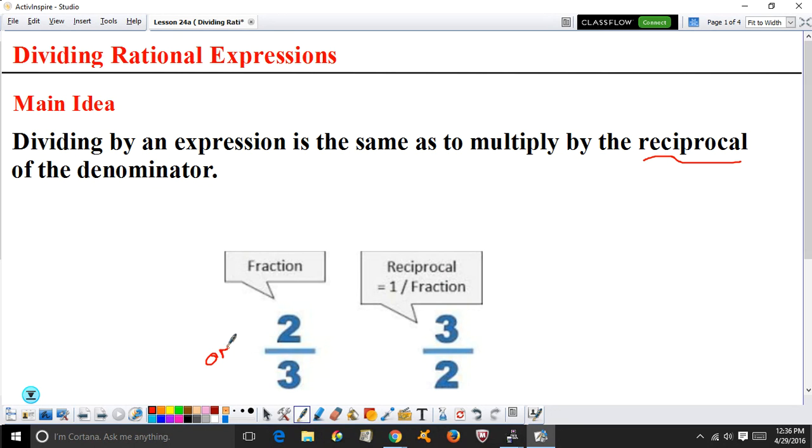So let's say this is the original. Then the reciprocal of the original is just 3 over 2. So you just flip them. The top was your bottom, and the bottom was your top. So that is the idea of the reciprocal. Now, let's apply this main idea in the following examples.